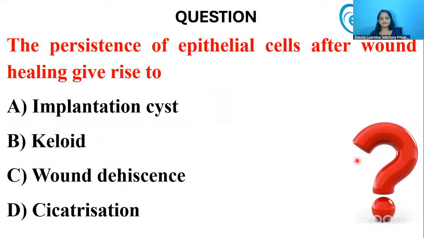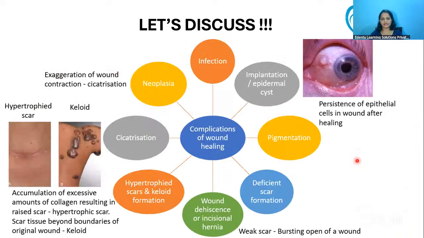The next question: the persistence of epithelial cells after wound healing gives rise to? For this, you need to know the complications of wound healing. Is it implantation cyst or keloid or wound dehiscence or cicatrization? If the epithelial cells are persisting even after wound healing, it will give rise to an epidermal cyst or implantation cyst. For that, you should know the complications of wound healing.